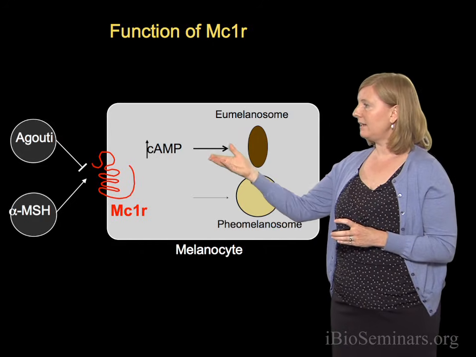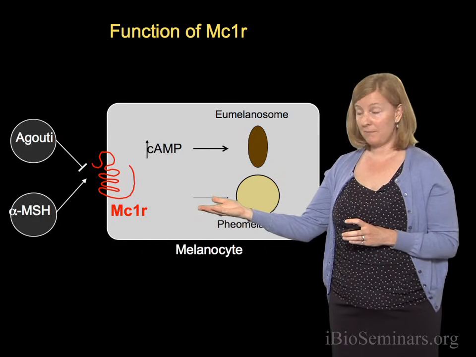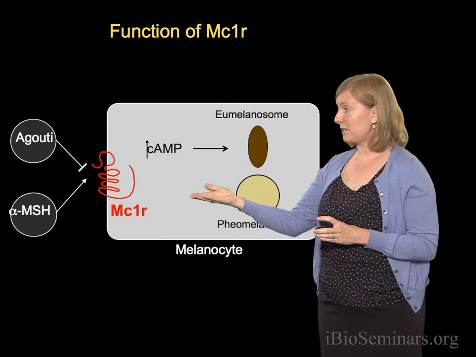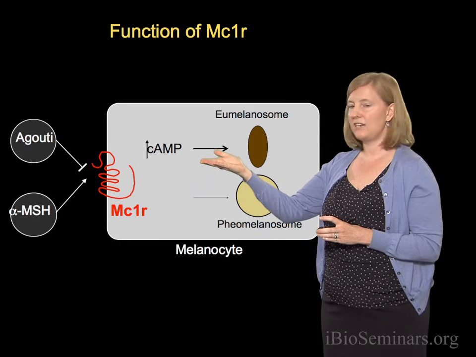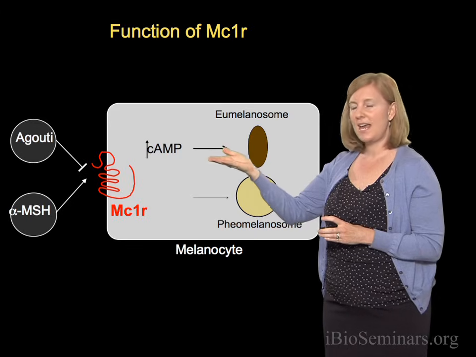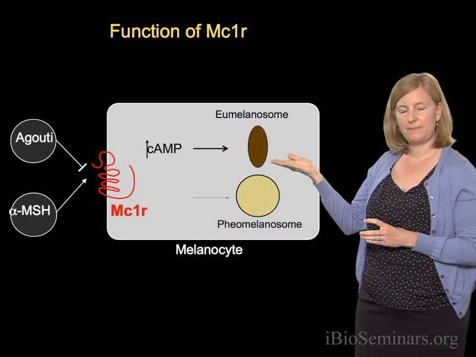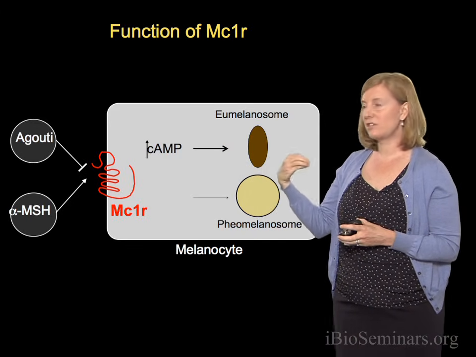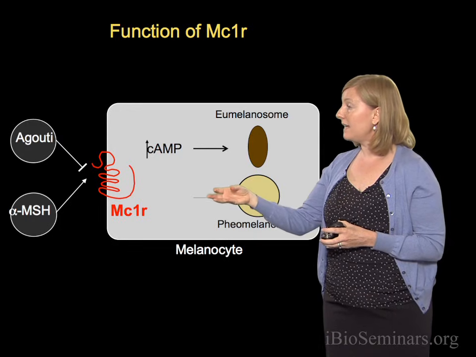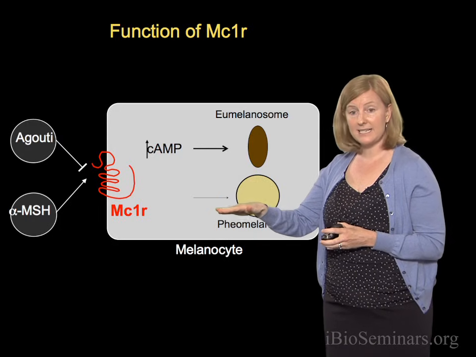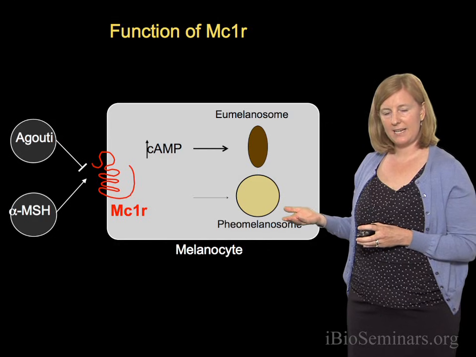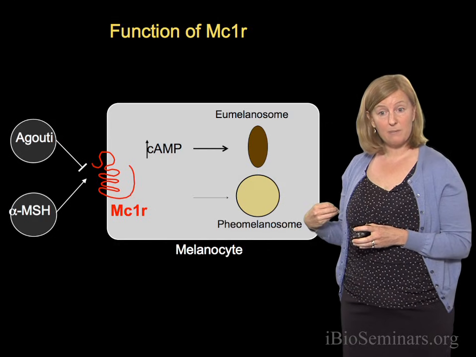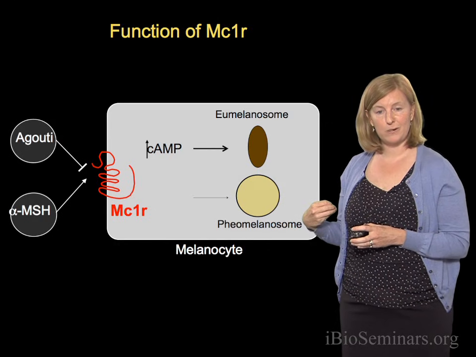When it's turned on, that is, when, let's say, alpha MSH, which activates MC1R, is around, MC1R turns on, it signals by increasing intracellular cyclic AMP levels, and you get the production of dark pigment. By contrast, when MC1R is turned off, then you get the production of less cyclic AMP intracellularly, and the result is light pigment. Okay? So MC1R is very much a switch that determines which pigment is produced.